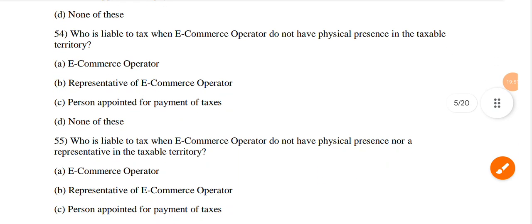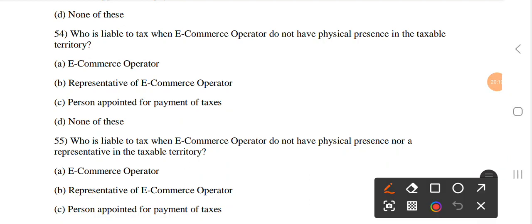Next question, who is liable to tax when e-commerce operator does not have physical presence in the taxable territories? Option A, e-commerce operator. B, representative of e-commerce operator. C, person appointed for payment of taxes. And D, none of this. The correct option is B.